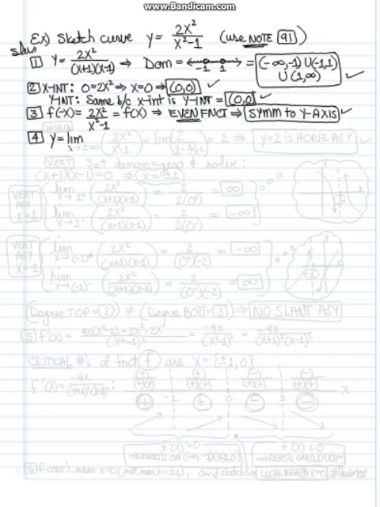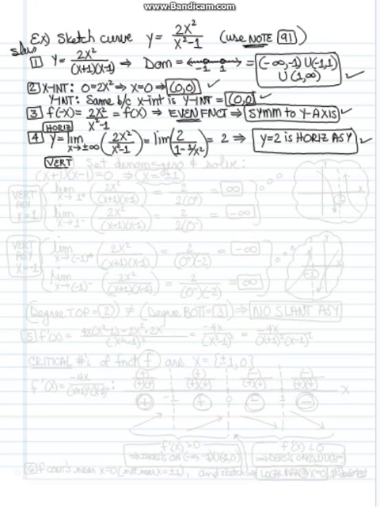Okay, step 4, let's look for the horizontal asymptote. We've got y equals the limit as x approaches positive and negative infinity of the function 2x squared over x squared minus 1. Before we can evaluate this limit, we have to work on it so we don't get infinity over infinity. So we divide the top and bottom by the highest power of x. That simplifies it to the limit of 2 over 1, which gives us 2. So y equals 2 is a horizontal asymptote.